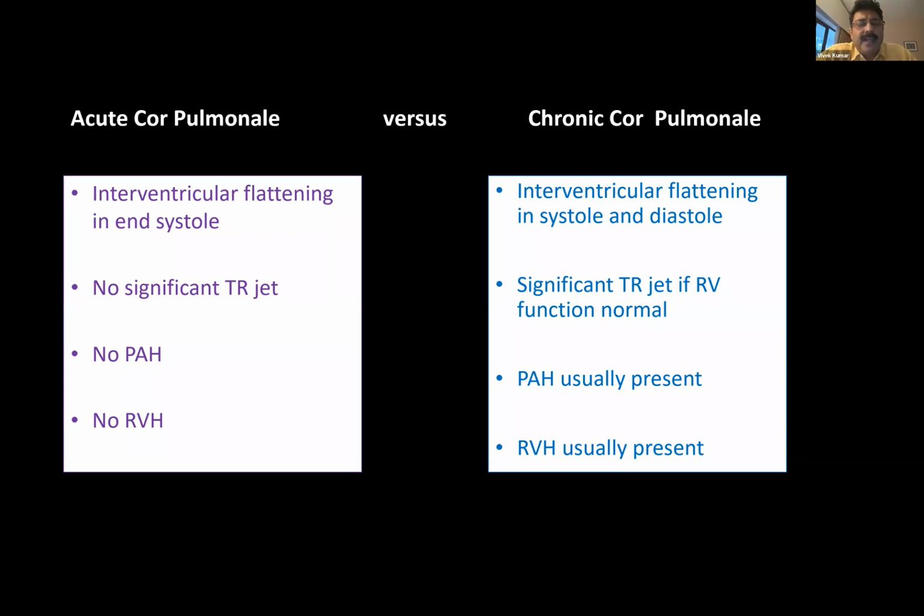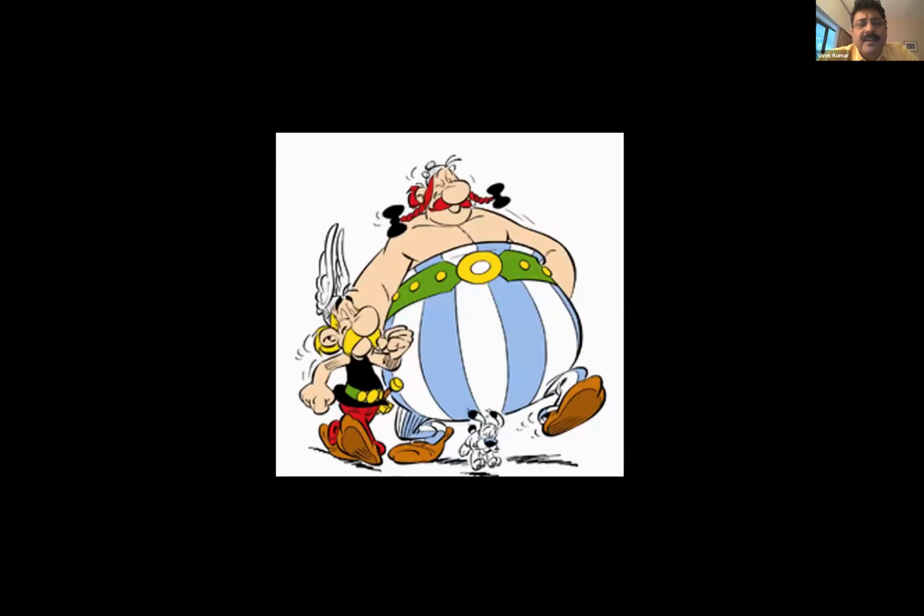So in echo, in the apical four chamber view, we can see the TR jet. From the TR jet, we calculate the PASP, and the RVH we typically pick up from the subcostal view when we look at the free wall of the right ventricle. So now, moving on from acute cor pulmonale to the second part of the talk, that is ventricular interdependence and its implications in critical care.